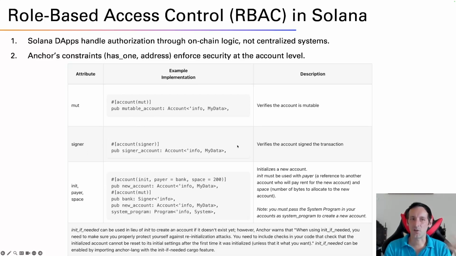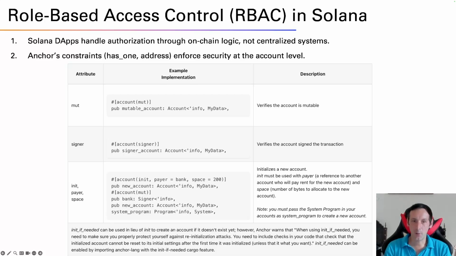Then you have signer. You're going to pretty much use this all the time, in every context struct for your instructions. You'll always have at least one account that is the signer. So it verifies that the account signed the transaction. Again, Anchor does this for you, so it verifies that the signature is valid and it was the signature associated with that public key.